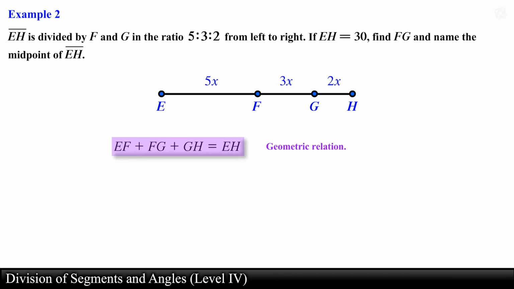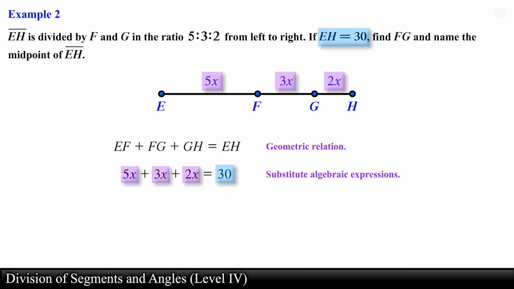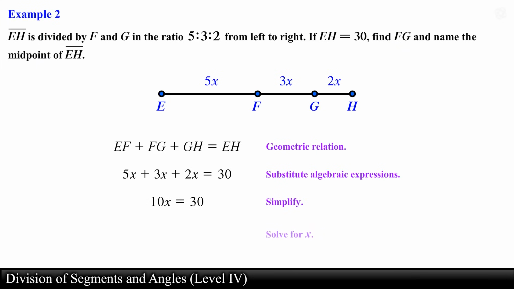Using this geometric relation, we can go ahead and substitute the algebraic expressions for the length of each segment as follows. Now it is just a matter of solving for x, so we collect like terms and divide both sides of the equation by 10. Doing that, we obtain x equals 3. With this value of x, we can now determine the length of each line segment. In this case, line segment EF is equal to 15. Line segment FG is equal to 9, and line segment GH is equal to 6.